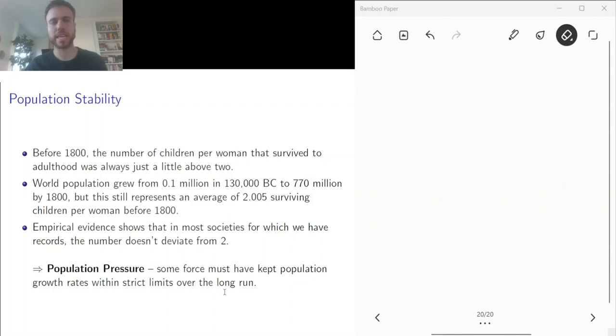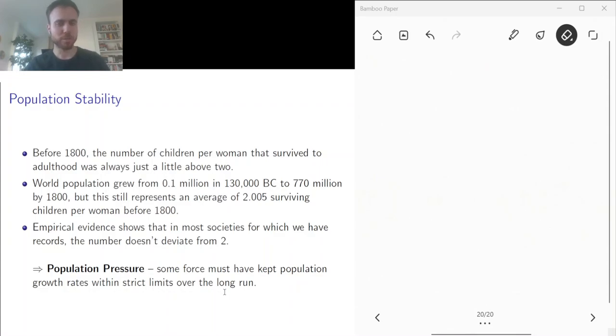Before the 1800s, before the Industrial Revolution, the number of children per woman that survived to adulthood was always just a little above 2. We know that world population grew from 0.1 million in 130,000 BC to 770 million by 1800, but the number of surviving kids per woman was on average around 2.005.